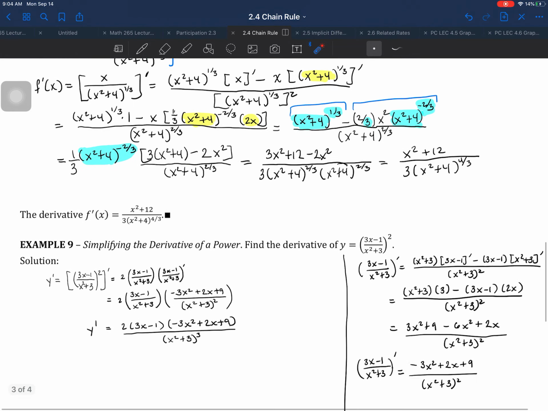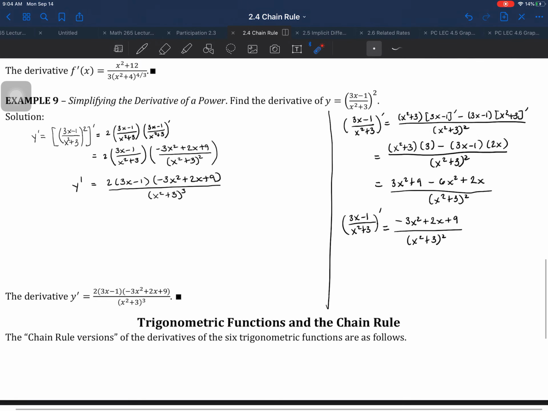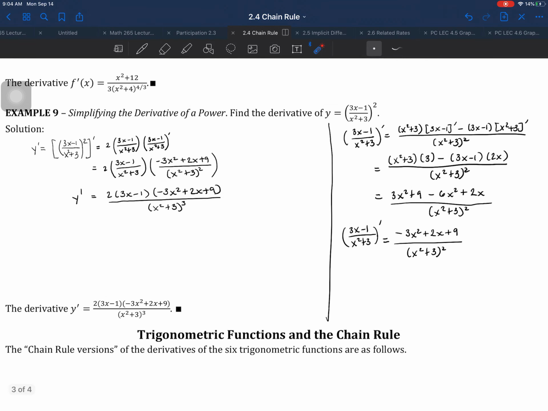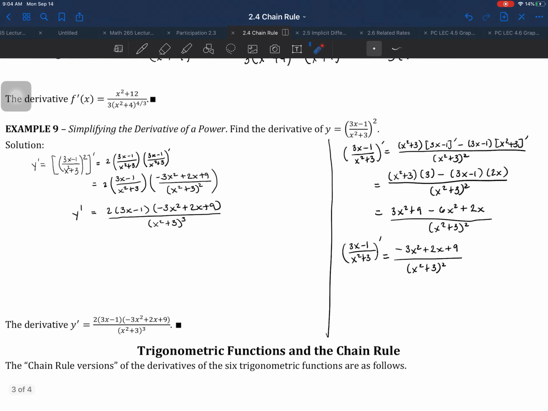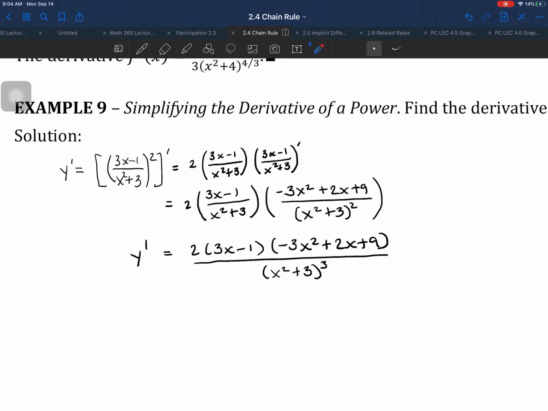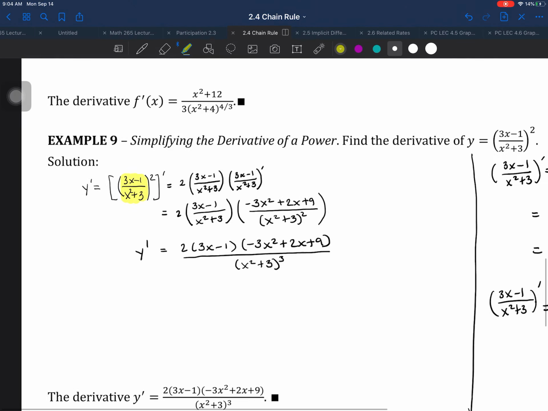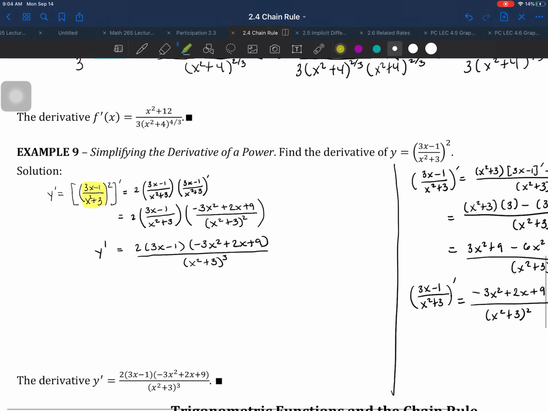Next one, we have the last problem. The next problem is doing the same thing, finding the derivative of this expression. If you guys notice, we have an inside function and a power form. So let's recognize first what is the inside function. The inside function here is this, and the outside function is the square. So overall, basically what we have is power rule.